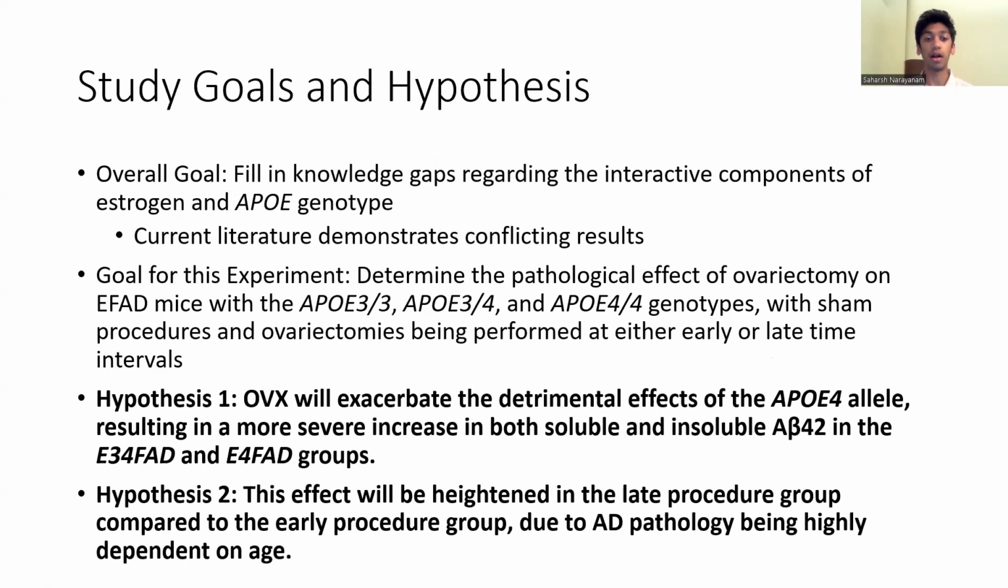Therefore, my hypothesis and study goals are to determine whether OVX will exacerbate the detrimental effects of the ApoE4 allele, resulting in a more severe increase in both soluble and insoluble A beta 42 in the E3-4 FAD and E4 FAD groups. My second hypothesis is that this effect will be heightened in the late procedure group compared to the early procedure group, which I'll explain later, due to AD pathology being highly dependent on age.